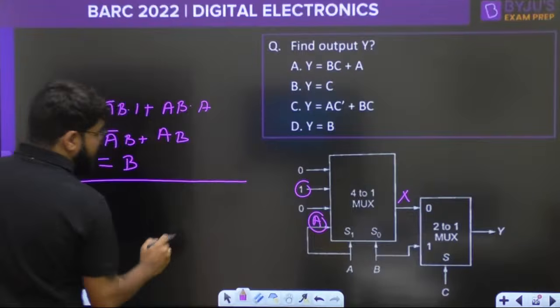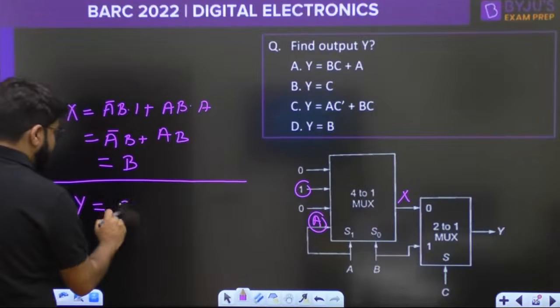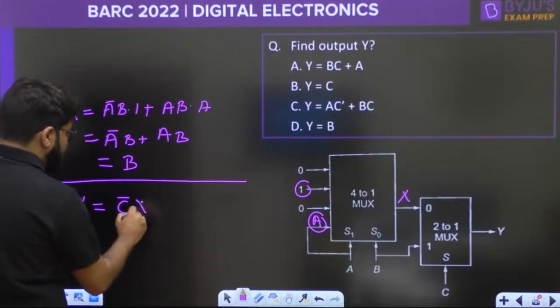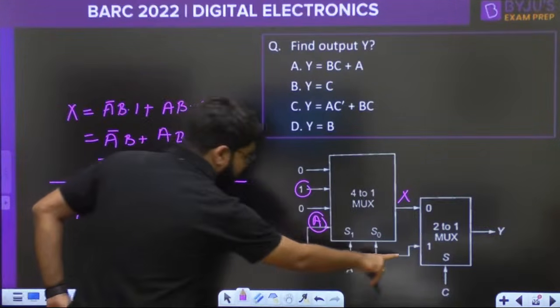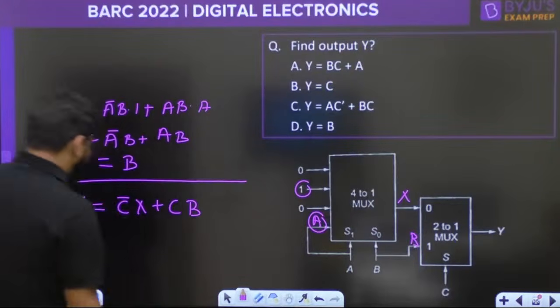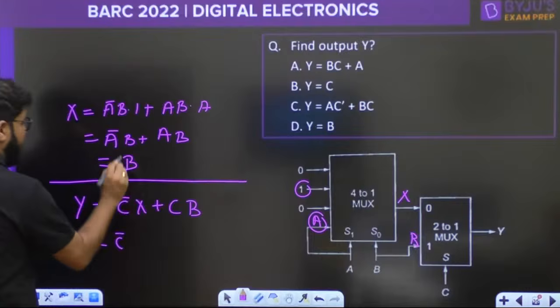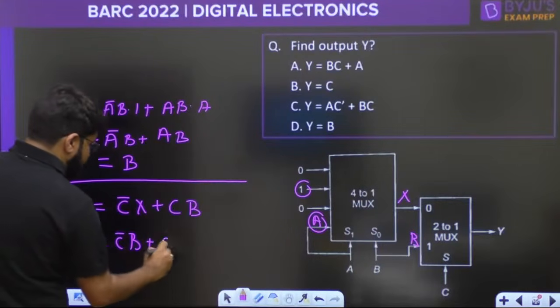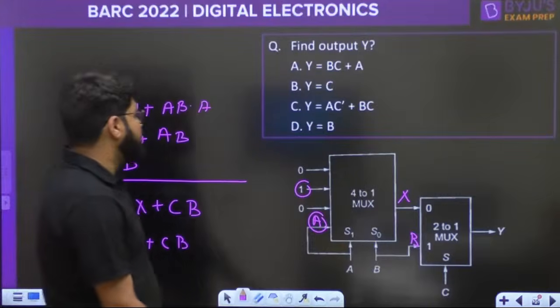Now what should Y be equal to? Y is the output of the 2 cross 1 mux. If the select line, which is C, is 0, you get I naught, that is X. If the select line C is equal to 1, you get I1, which is directly coming from B. Now put down the value of X. So Y is equal to C bar into X. X is B plus C B. Out of this, B is common and C bar plus C is 1. So the answer is B.